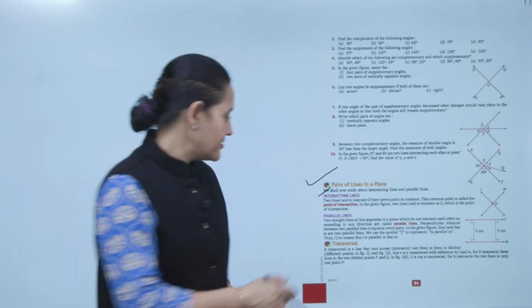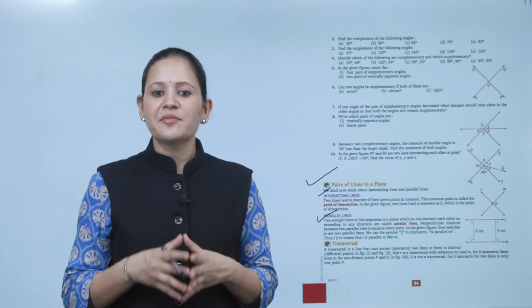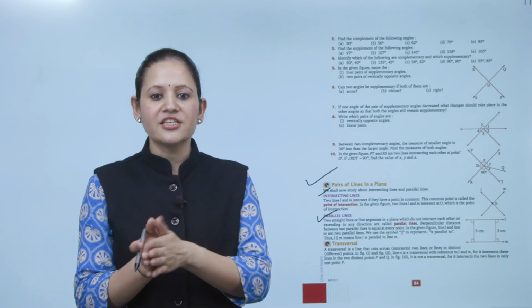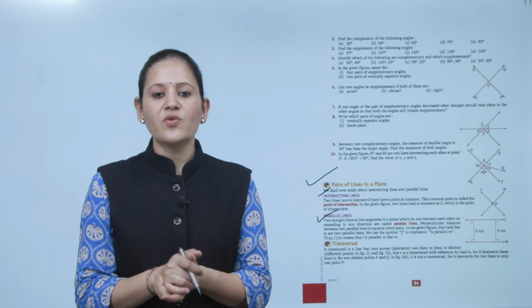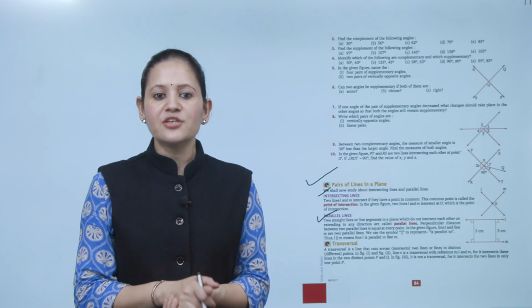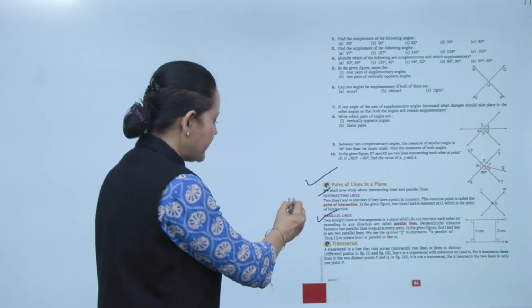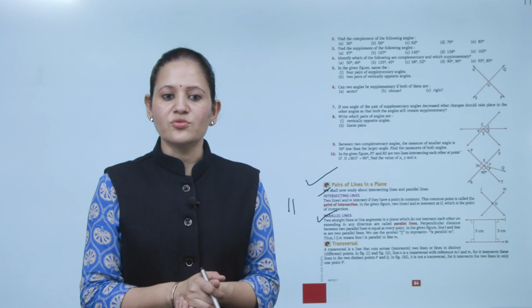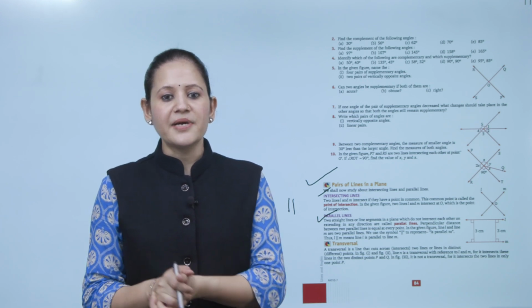Next is parallel lines. Two straight lines or line segments in a plane which do not intersect each other on extending in any direction are called parallel lines. The perpendicular distance between the parallel lines is equal at every point. In the given figure, line L and line M are two parallel lines. This is the symbol for parallel lines. Clear? It represents 'parallel to'. Thus, L is parallel to M means line L is parallel to line M.